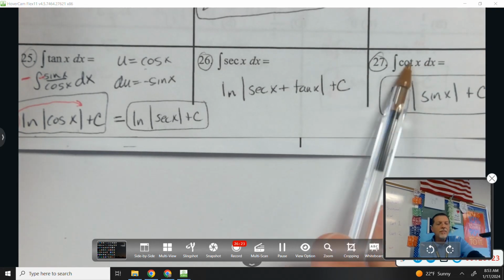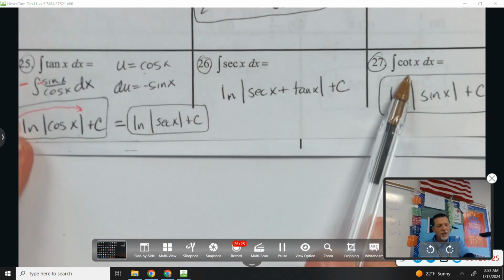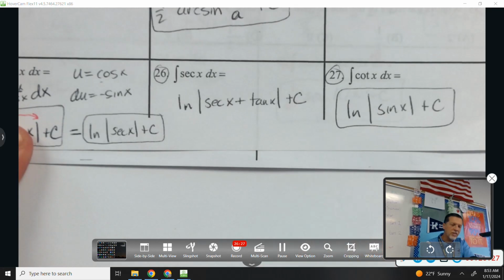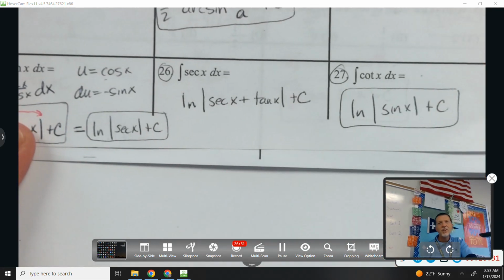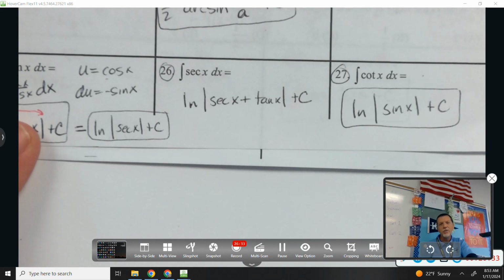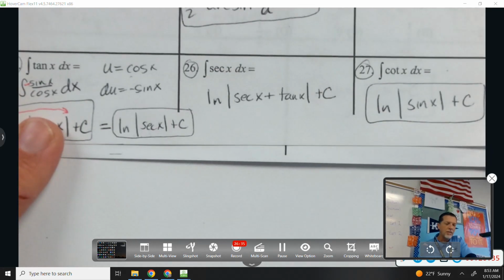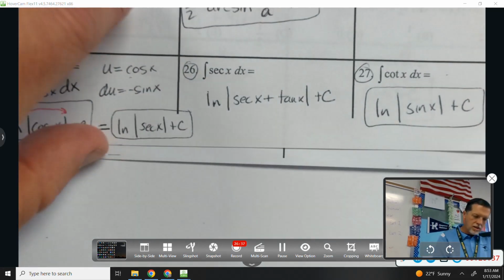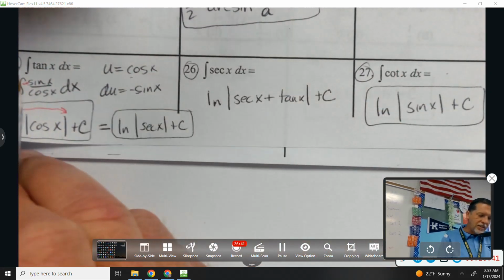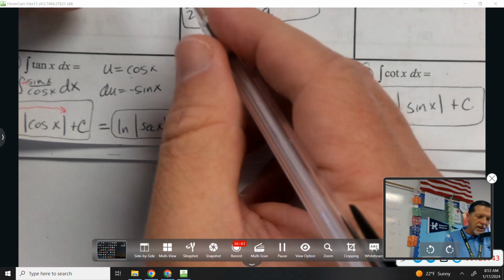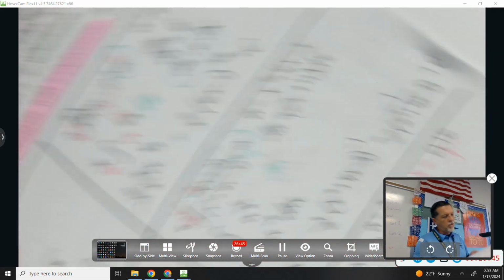Again, I don't have the antiderivative of cotangent memorized directly. I don't even want to try to write it down. Change the sign, change the cos and not cos for tangent, and then there's my answer. Okay, but really you should have at least tangent and secant memorized. The others you can figure out. 26, 29.